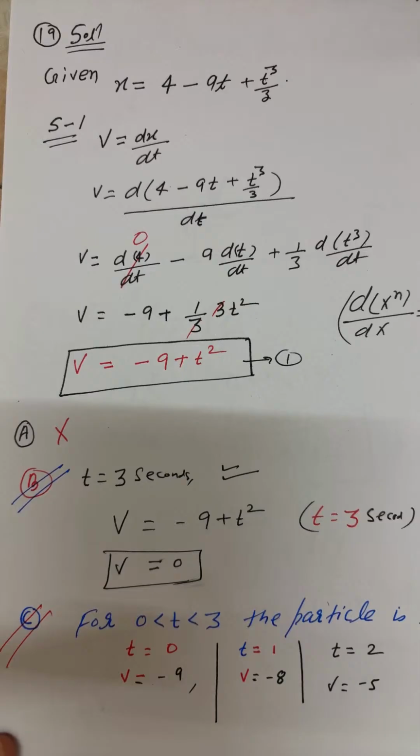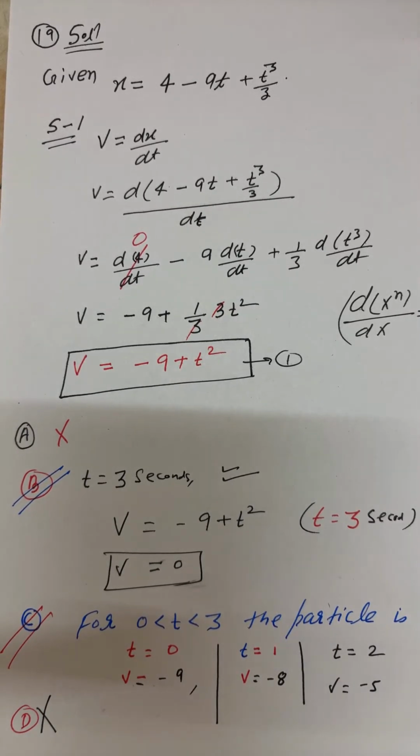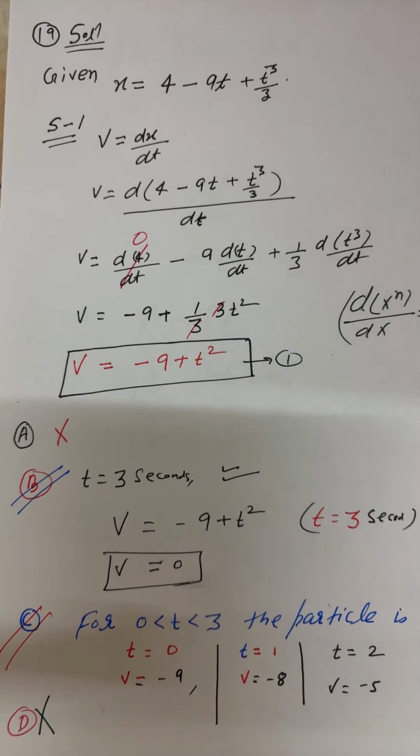Now have a look at the last option D. Beta, they mention that for t greater than 0 and less than 3, the particle is speeding up. Absolutely wrong. Option D is wrong, because if option C is possible, then D is not possible at all. So for this question, only B and C are correct.